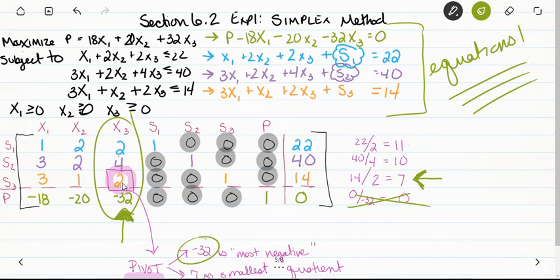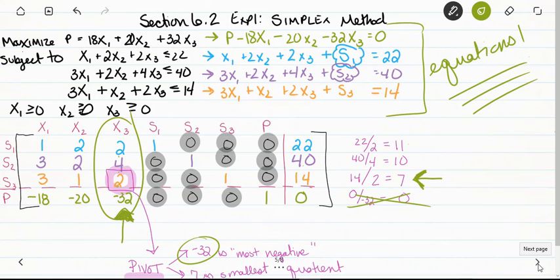How did I choose this orange 2? Well, I found first out of the 3 columns that the 32 is the most negative. So I knew I was going to use the column x3. How did I choose row s3? Because when I divided each of the last columns by the column x3, the smallest value came out as 7. The smallest quotient is 7. So I knew to use this orange 2 as the pivot.